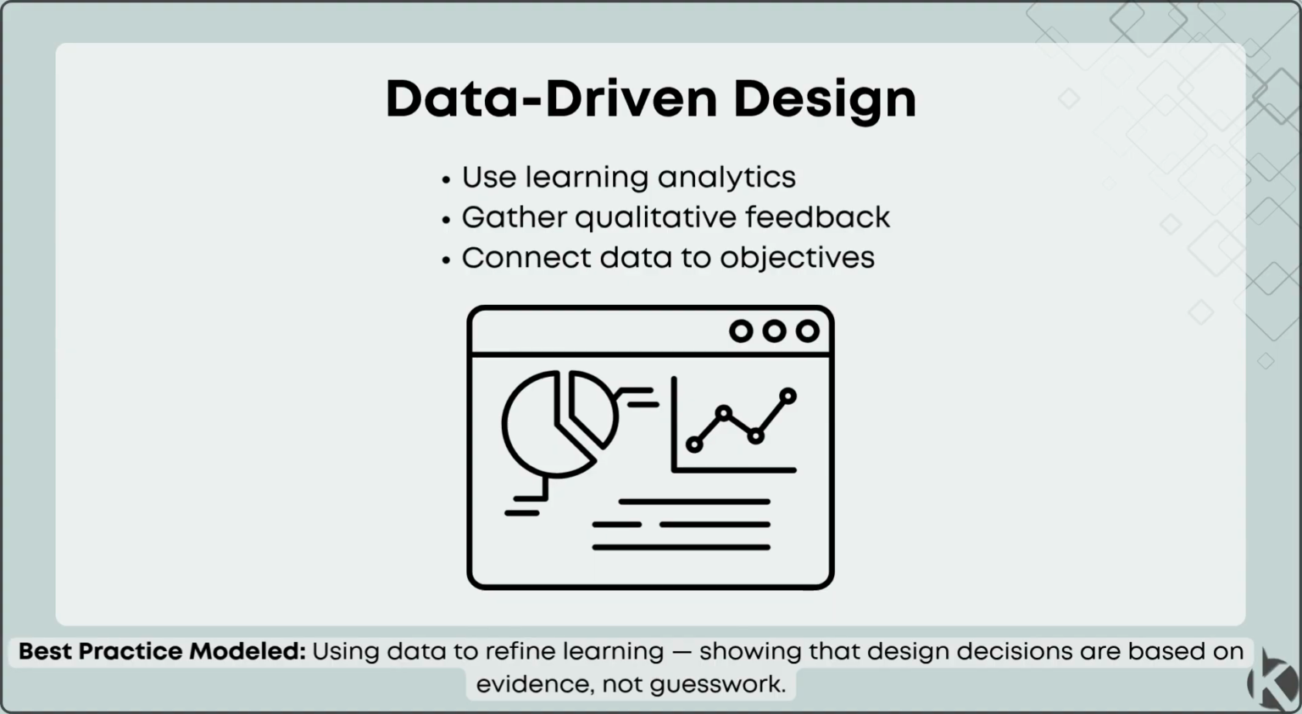Decisions shouldn't be based on gut feeling. We look at learning analytics, things like completion rates, quiz scores, or time on task. We also gather reflections and surveys from learners. Then, we connect that data back to our objectives. Did learners really gain the skills we intended? If not, we adjust.